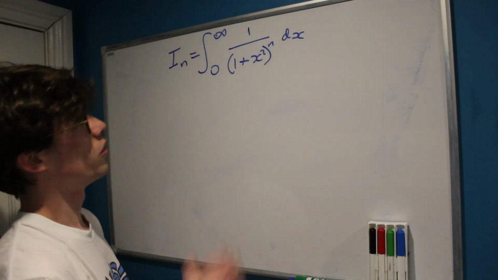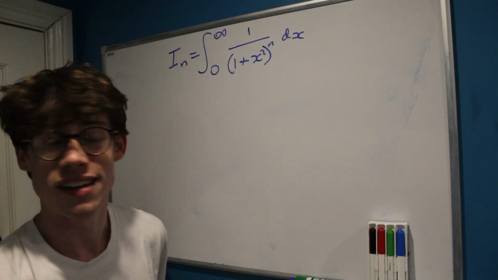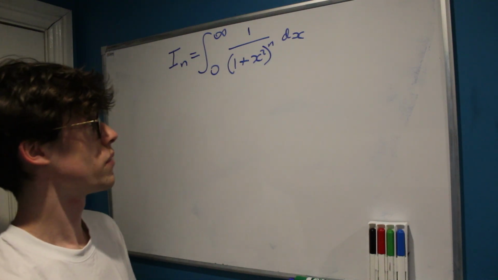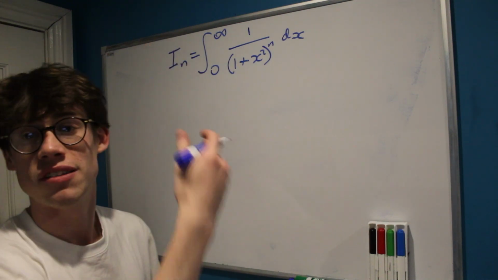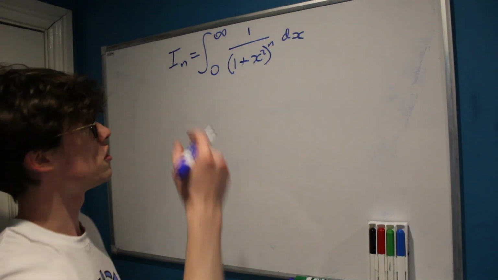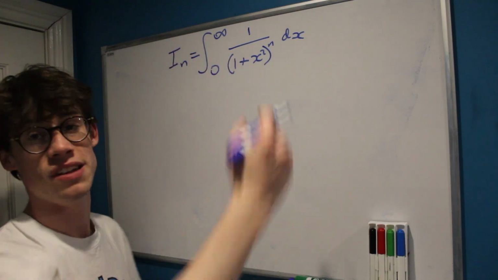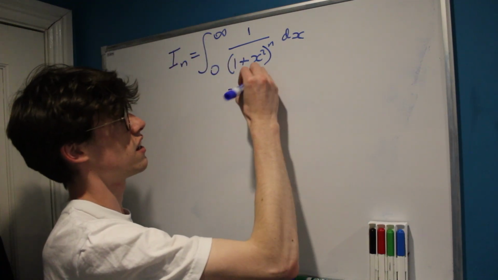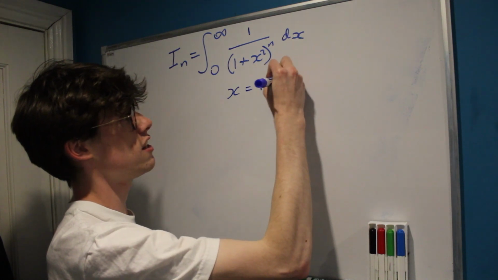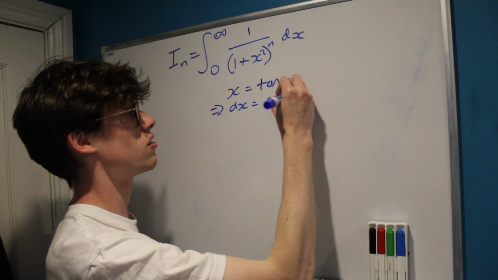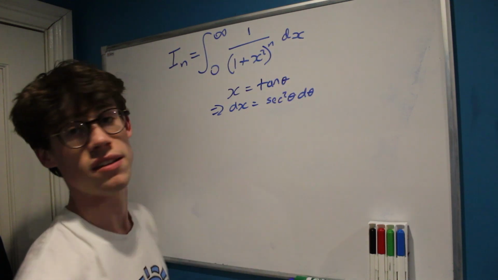So my first thought when I see a 1 plus x squared, as somebody who likes trig subs, is to do a trig sub. And of course 1 plus tan squared theta equals sec squared theta, so that seems appropriate, especially because our bounds are 0 and infinity, and that's going to fit really nicely for tan. So if we say that x is equal to tan theta, that of course implies that dx is equal to sec squared theta d theta.